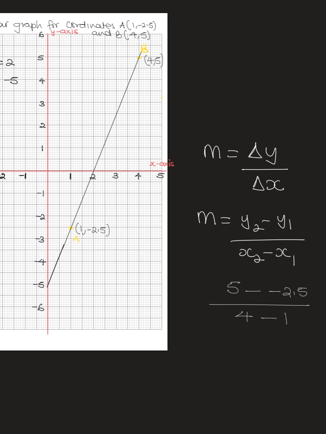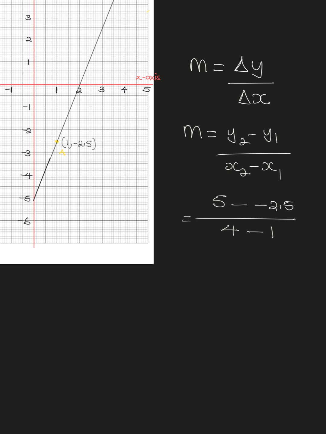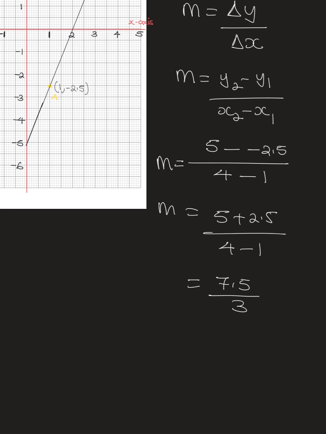x1 is 1. So the gradient will be 5 plus 2.5, since minus minus is positive, divided by 4 minus 1. What is 5 plus 2.5? That is 7.5, divided by 4 minus 1, which is 3. So therefore, 7.5 divided by 3, we will have the gradient as 2.5.